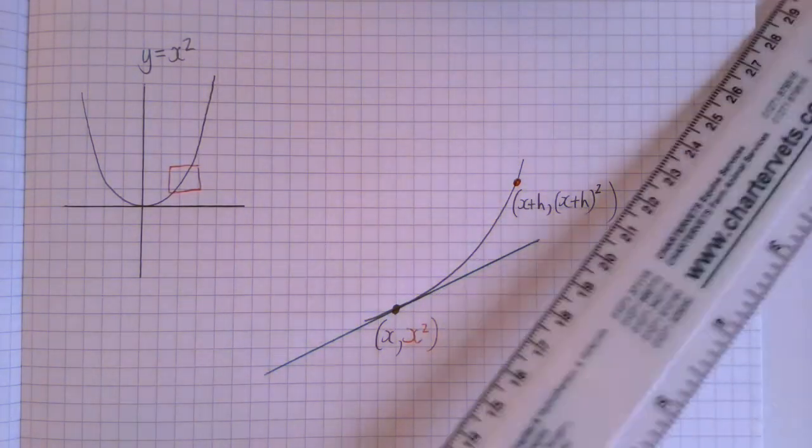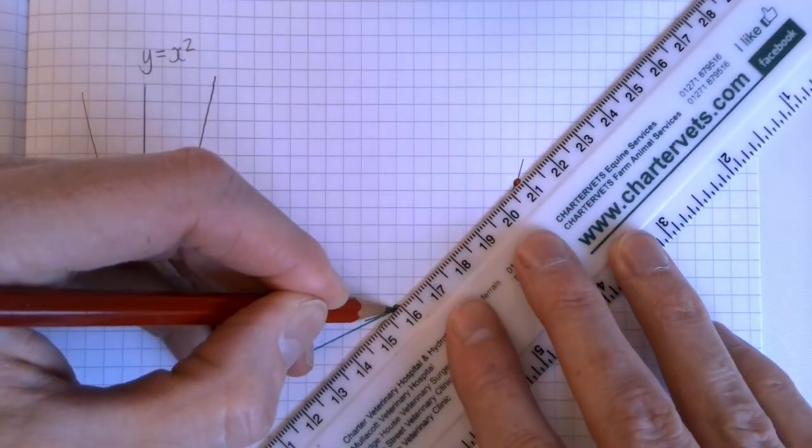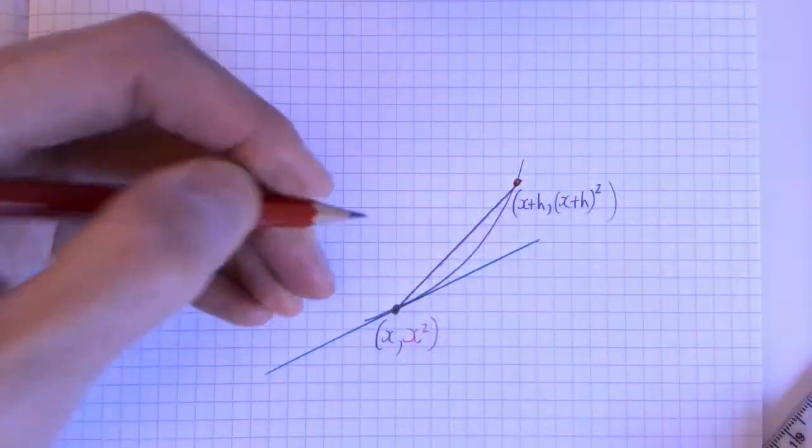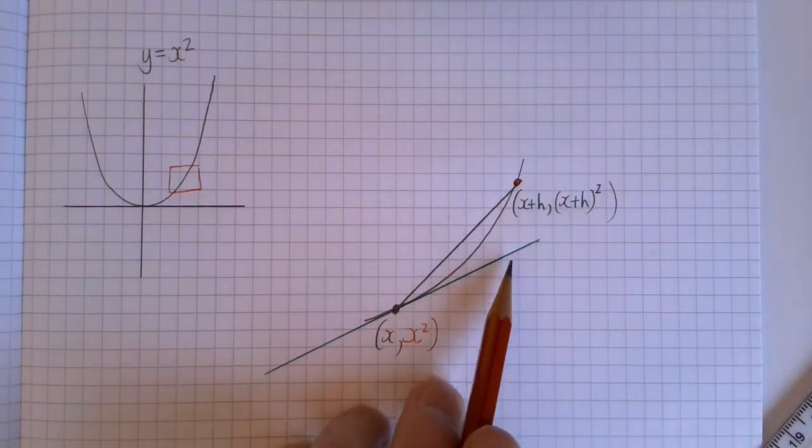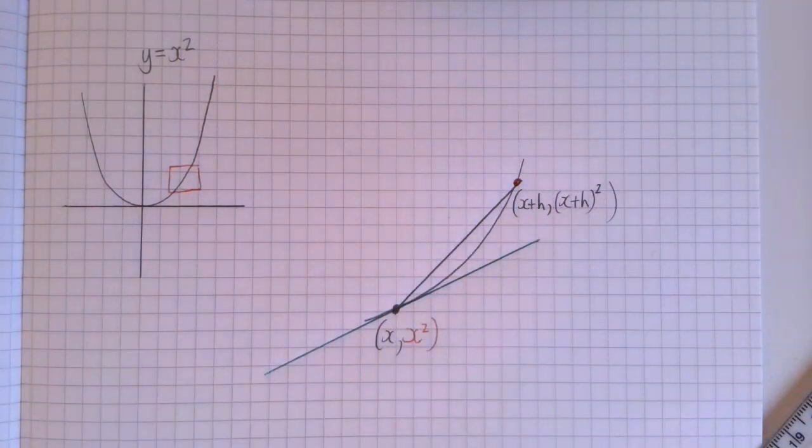And if you join up those 2 points, you get a line whose gradient is, well, it's not the same as this, but it's not a million miles away. It's not a bad approximation. And in the absence of any other way of doing it, it's not bad at all.